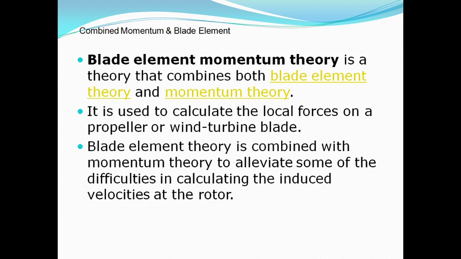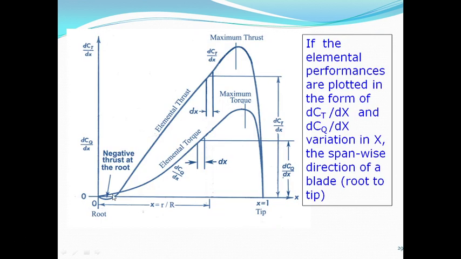There is a question. Ashir was asking about the negative thrust force, which is shown here. Basically, we create a flow angle in such a way that it creates the negative force. That is useful. We intentionally create a negative thrust force at the root so that it sucks the air, otherwise it will not. I will give some more explanation in the next class.